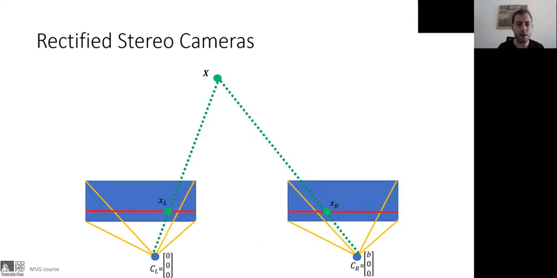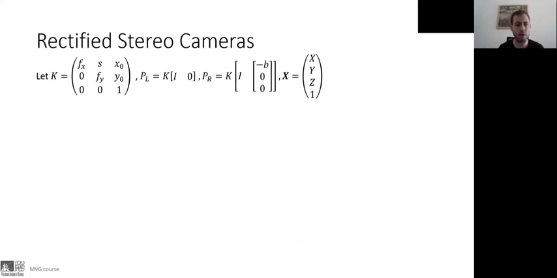That's the definition. And now we want to see how corresponding points resulting from the projection of a 3D point look like. So we have capital X, that we project to camera left and camera right, and we want to look at these corresponding points. So let's look at the equations. So we have the calibration in this case, and we have PL and PR as we defined, and we have a 3D point capital X defined in homogeneous coordinates.